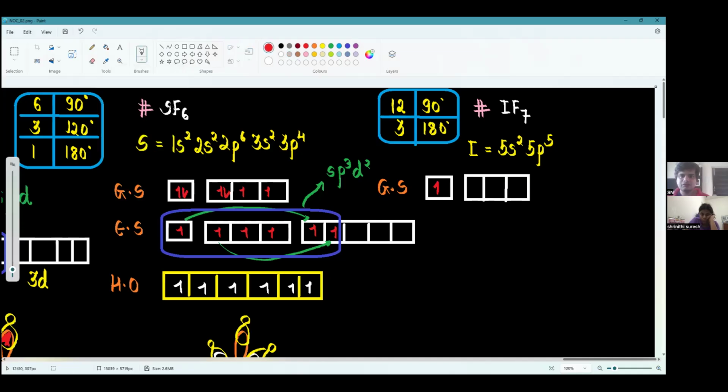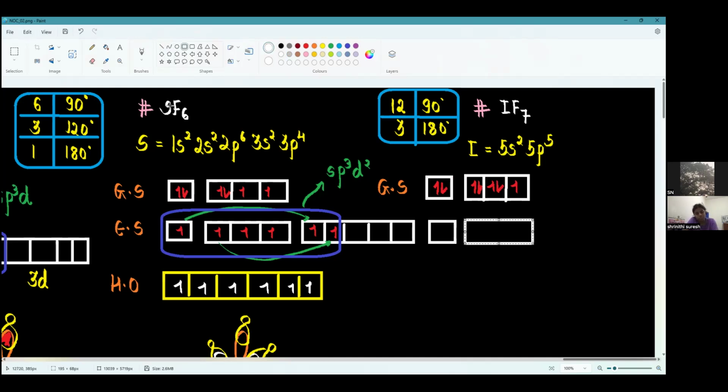So it's like 5s2, 1, 2, 3, 4, and 5. It has only one unpaired electron, but it needs seven unpaired electrons, so there will be an excited state over here. So it's like 5s2, 5p5, and then there will be d orbital.